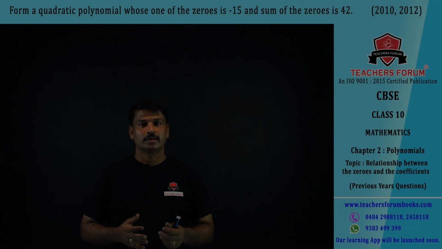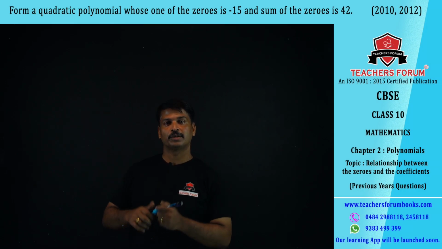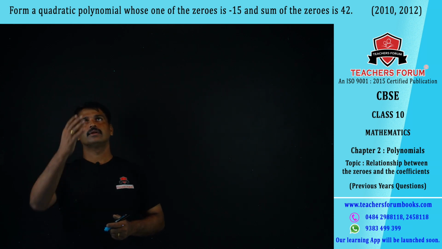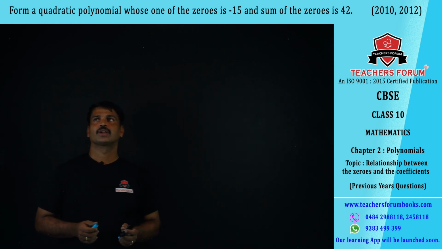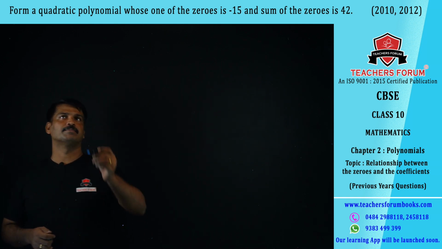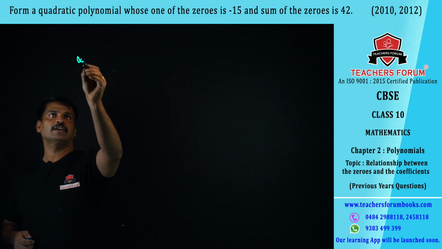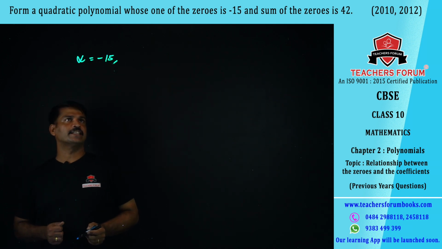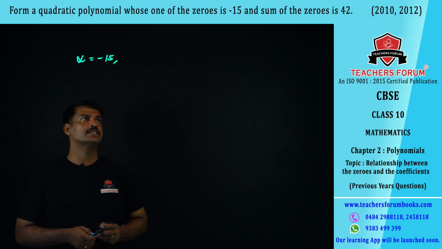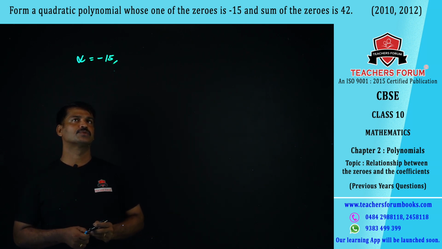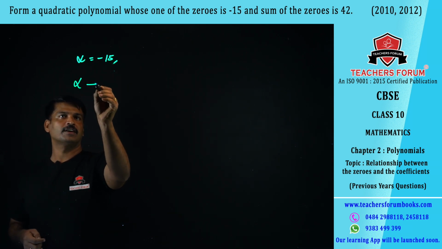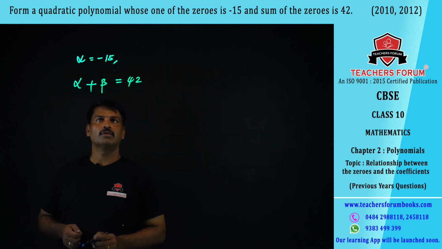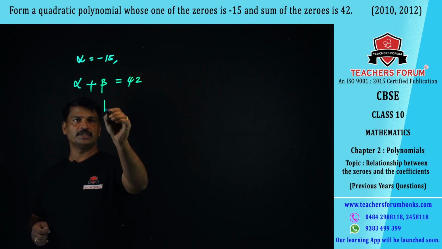Okay. Now let us solve some problems related to the topics that we have discussed. Okay. Now in this problem it is given that one of the zeros is minus 15. That is alpha is given to you, minus 15. Then it is given that sum of the zeros is 42. Sum of the zeros means alpha plus beta, that is equal to 42. Now you can find out what is beta from here.